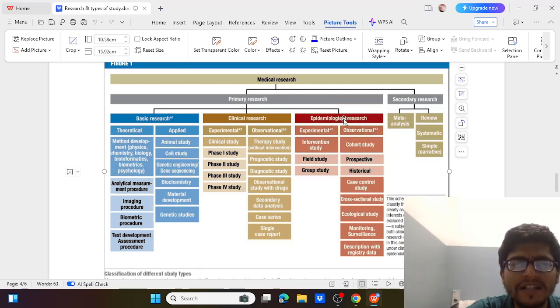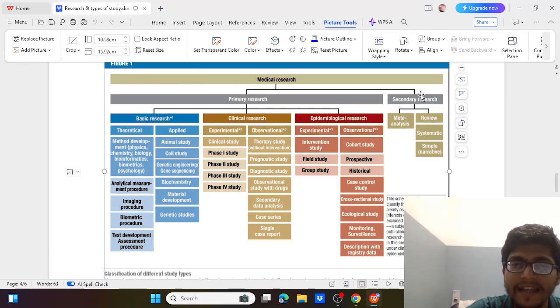In epidemiological research, we have experimental and observational studies. In experimental, we have interventional studies, which could be a field study or a group study, and randomized trials will be included in these studies. Then we have observational studies, which will include cohort studies, which could be either prospective or retrospective. Then case control study, cross-sectional study, ecological study, monitoring and surveillance, and description with registry data.